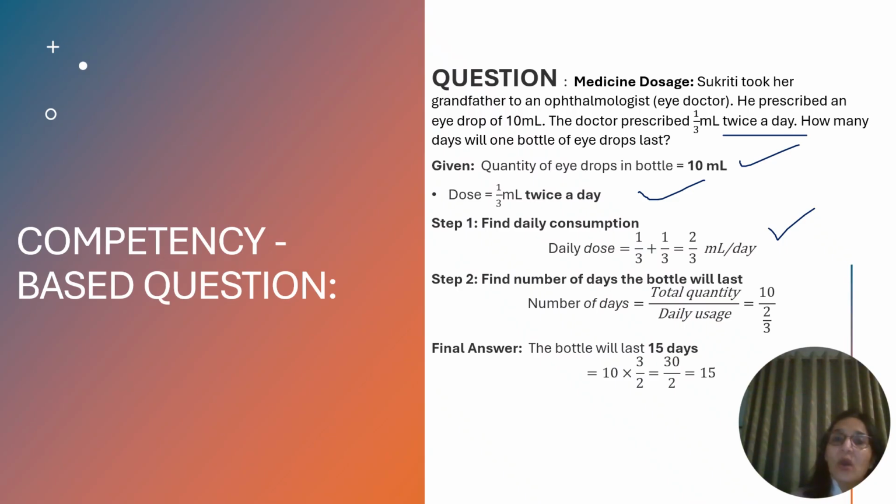Now here the question is, how many days will one bottle of eye drops last? So to find the number of days, what do we do? We take the total quantity. So total quantity of what? That is the dosage. It's 10. The quantity of eye drops in the bottle is 10, divided by the daily usage, which you have calculated, 2 upon 3. So once you take 10 divided by 2 upon 3, which is reciprocated, gives us 3 upon 2. And when you calculate 10 into 3, that is 30. 30 upon 2, that is 15. So the bottle will last for how many days? That is 15 days. Hope this question is clear to you.